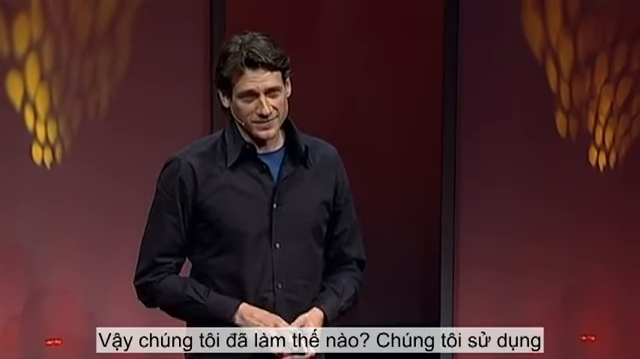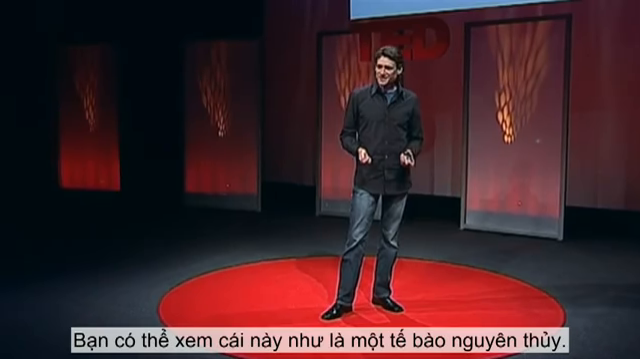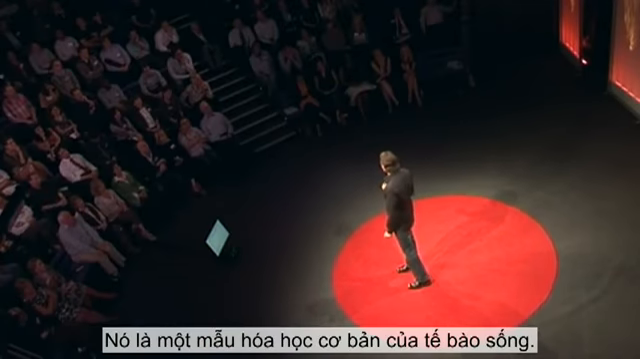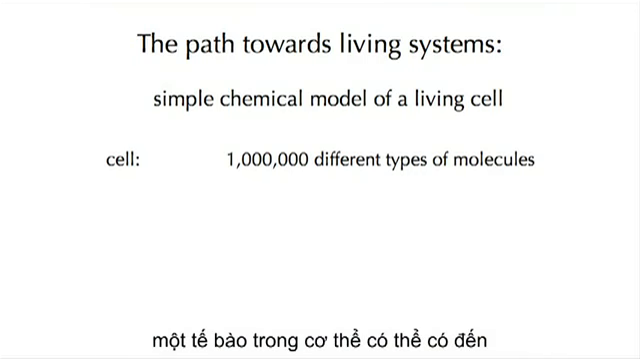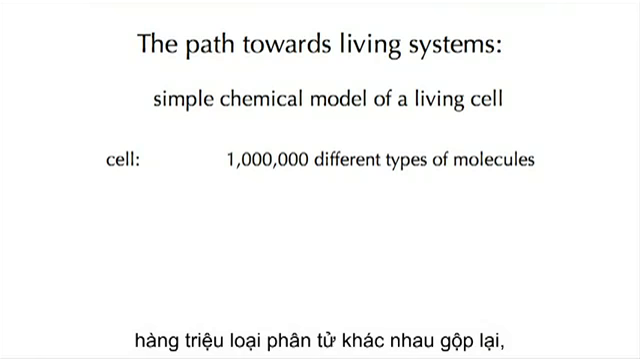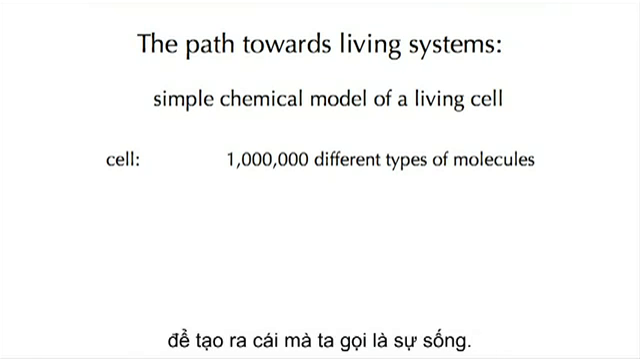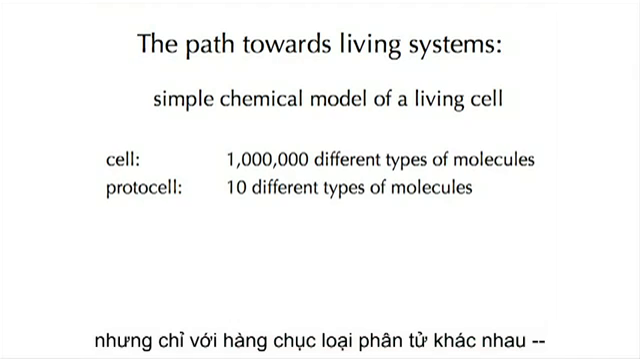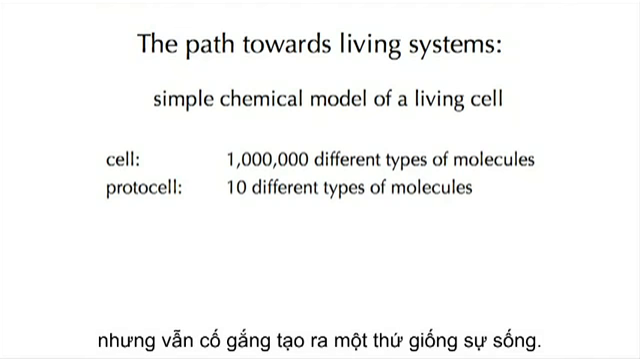So how do we do this? Well, we use a model system that we term a protocell. You might think of this as kind of like a primitive cell. It is a simple chemical model of a living cell. If you consider, for example, a cell in your body may have on the order of millions of different types of molecules that need to come together, play together in a complex network to produce something that we call alive. In the laboratory, what we want to do is much the same, but with on the order of tens of different types of molecules. So a drastic reduction in complexity, but still trying to produce something that looks lifelike.